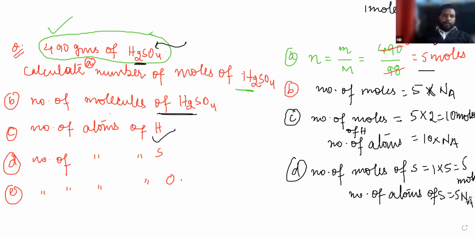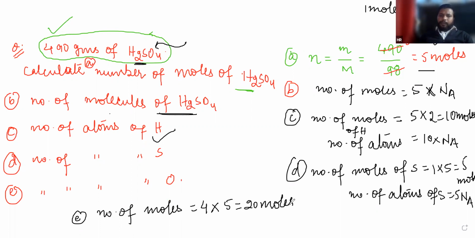Now we are going to calculate number of atoms of oxygen. First we need to calculate number of moles of oxygen. There are 4 atoms of oxygen, so we multiply 4 into 5, that is equal to 20 moles of oxygen. So now number of atoms of oxygen: 1 mole is equal to Na, so 20 moles equals 20 into Na.